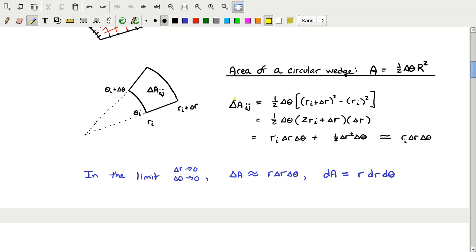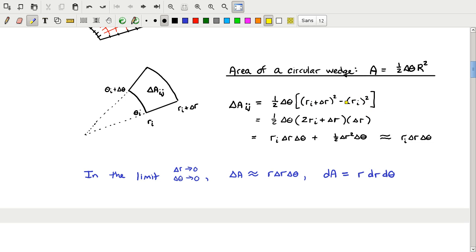Okay, and so we write that down. So the area of our little square, delta Aij, for the ith slice in r and the jth slice in theta, I've got that mislabeled here, is 1/2 delta theta larger radius squared minus 1/2 delta theta smaller radius squared.